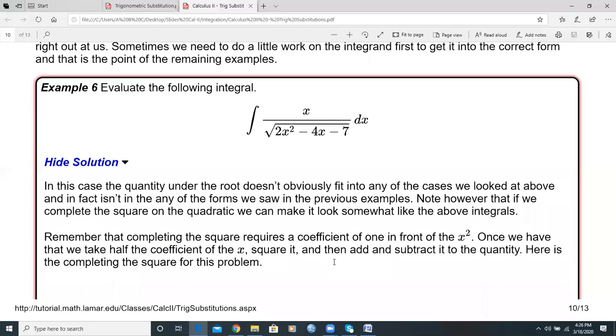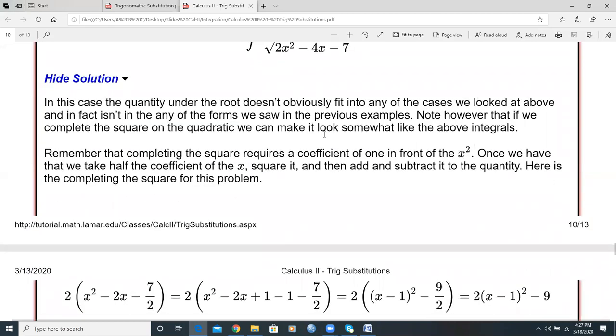Let's see another example. In this problem, example number 6, it is not a perfect square. So this 2x square minus 4x can be converted into a perfect square. Let's see how we will convert. We are considering 2x square minus 4x minus 7. So you take 2 common from here, and it becomes 2 bracket x square minus 2x minus 7 over 2.